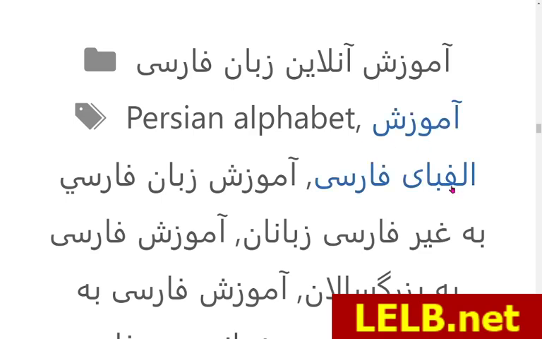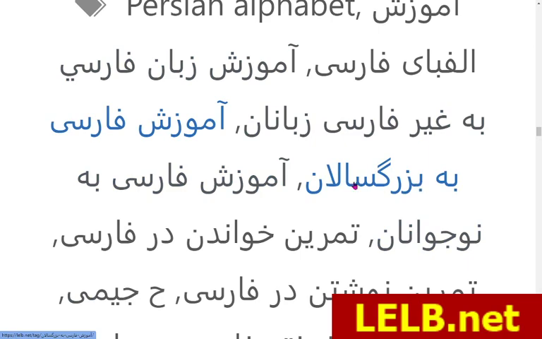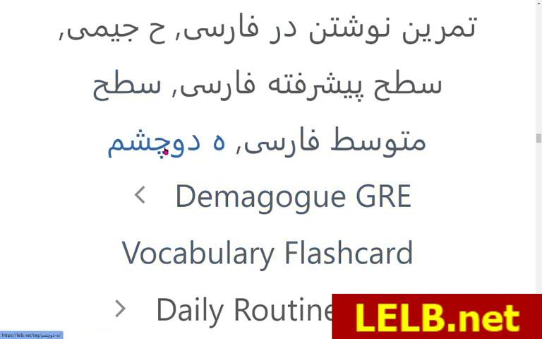So آموزش الفبای فارسی, if you just click on that, you will see all the listed lessons on Persian alphabet. آموزش زبان فارسی به غیر فارسی زبانان, teaching Persian to non-Persian speakers. آموزش فارسی به بزرگسالان, teaching Persian to adults. آموزش فارسی به نوجوانان, adolescents and teenagers. تمرین خواندن در فارسی, reading practice in Persian, تمرین نوشتن در فارسی, writing practice in Persian. سطح پیشرفته, advanced Persian learning, سطح متوسط, intermediate, and the rest.